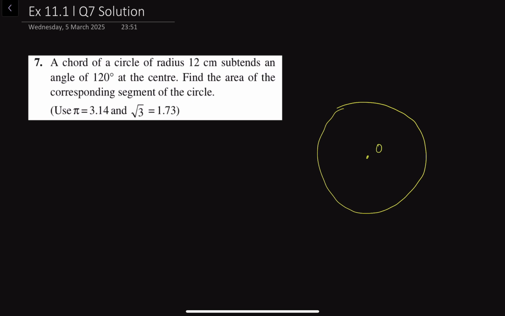A chord of a circle of radius... we know the radius and we know this angle. This is 120 degrees. We know the radius is 12 centimeter and 12 centimeter. We have to find the area of the segment, basically this area, right? We have to find this area.